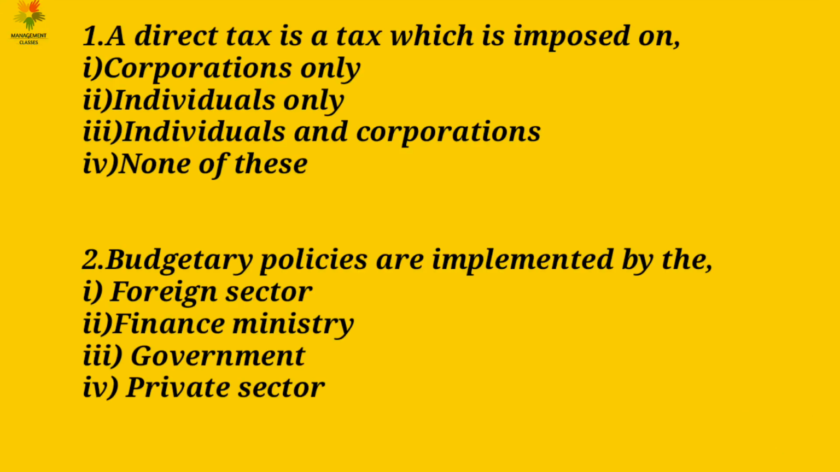In this video I have given some important MCQ questions from the chapter of macroeconomics, which is government budget and economy. So your first MCQ is: a direct tax is a tax which is imposed on corporations only, individuals and corporations, or none of these. So your answer will be option number 3, individuals and corporations.